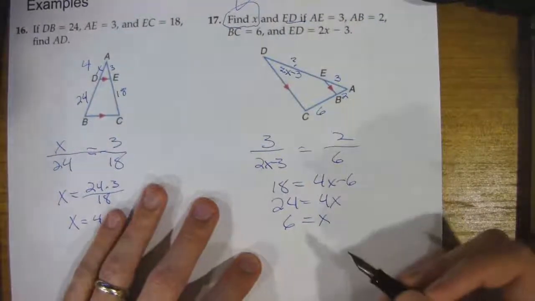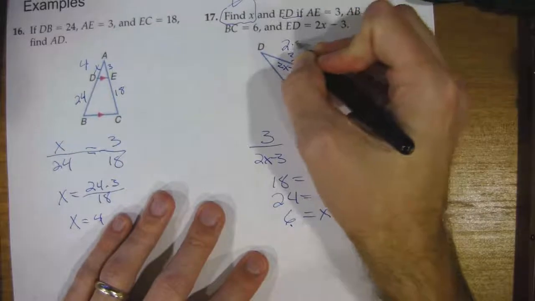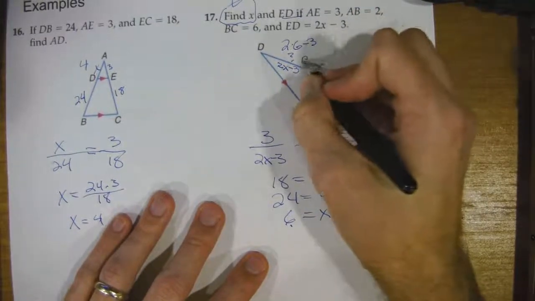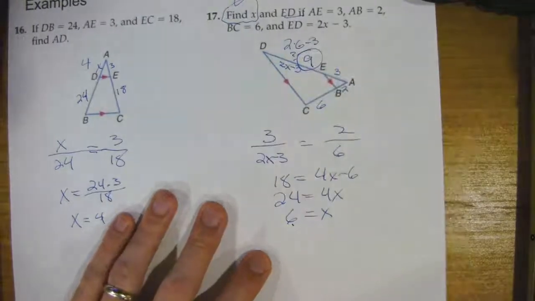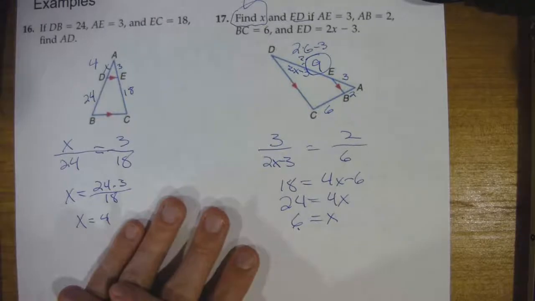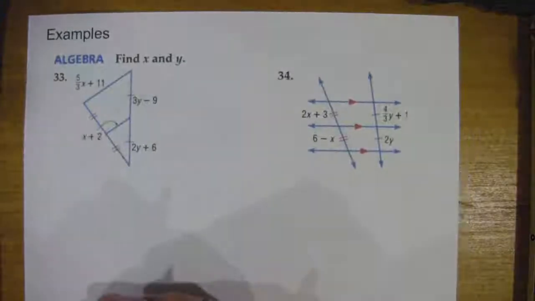Now we also need to find ED. So let's plug it back in. 6 into 2x, so 2 times 6, subtract 3. That's 12, subtract 3 is 9. Cool. And again, if you're not sure about how this stuff works, folks, ask questions during our class meet. We'll be good. Let's take a look at 2 more.